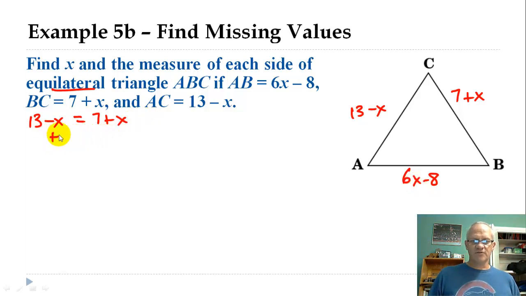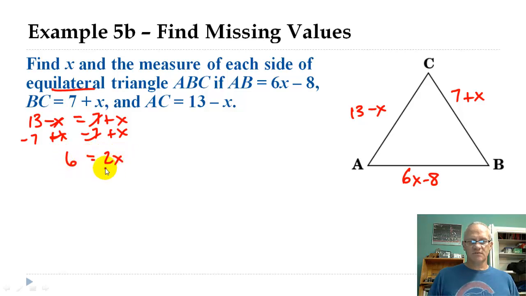And so then all you do is plus x and minus 7. So here I have 2x equals 6. Divide by 2. So x equals 3. Okay, so we found x, but it also said to find the measure of each side. Well, they should all be the same. So again, if these don't all come out the same, then we know something's wrong.